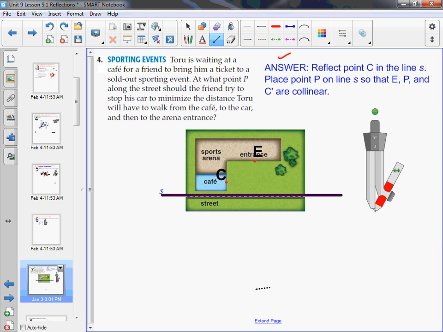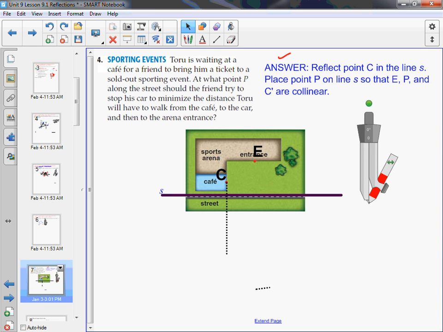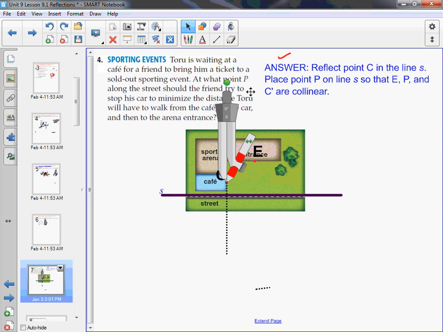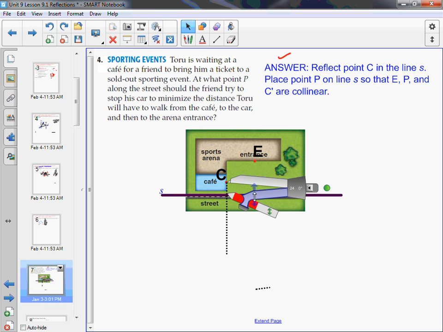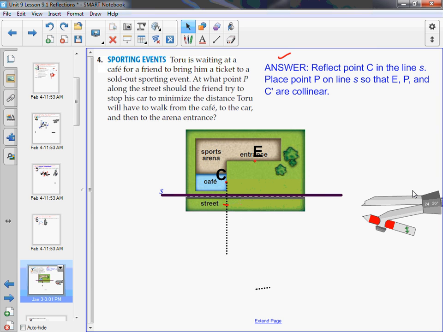All right? So let's make a dotted segment from C perpendicular to the street. Let's use our compass to measure the distance from C to the street. Then we'll measure the distance from the street to the other side. That's point C prime.